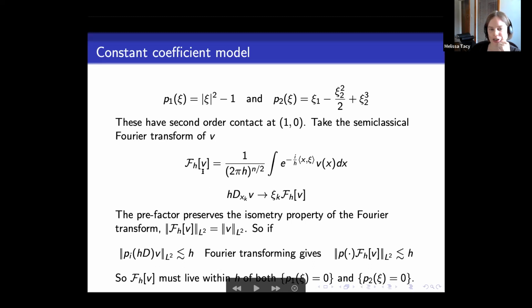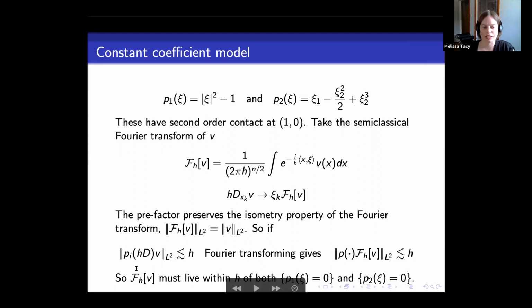Now, if I take a Fourier transform of a function V, my semiclassical Fourier transform, I have the relationship that h times differentiation goes to multiplication. So it's pretty much the same thing that you'd be familiar with for the standard Fourier transform. There's just this factor of h running around. This prefactor being h to the n on 2, means that you have the isometry property of Fourier transforms. So with this prefactor, the semiclassical Fourier transform preserves L2 norms.